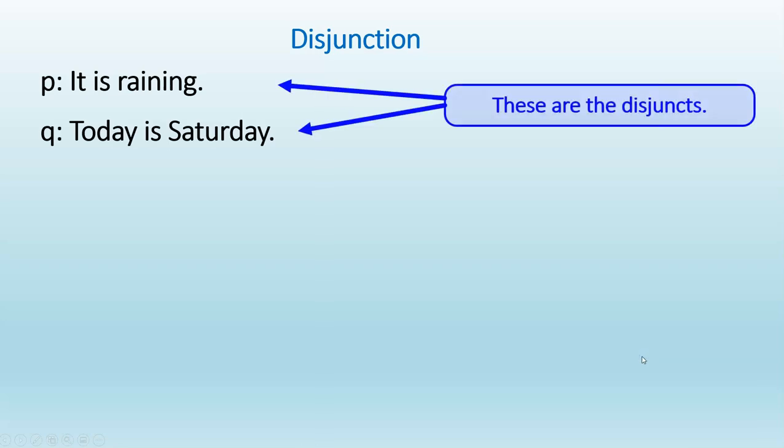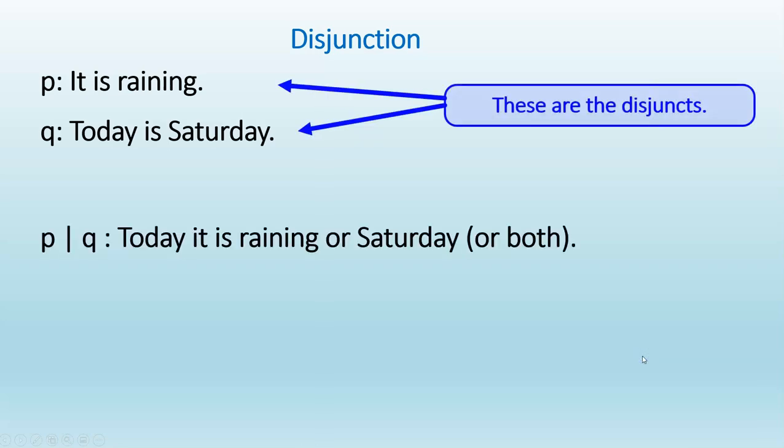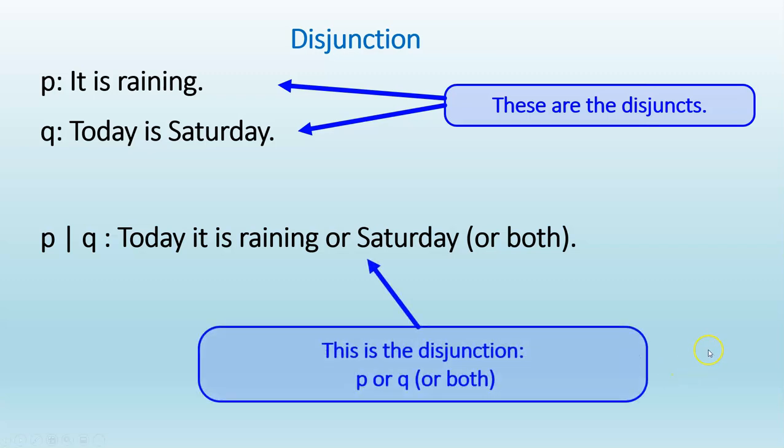Okay. Here's an example. Two disjuncts. Today it is raining, or Saturday, or possibly both. By the way, we'll be using the convention that the or statement is an inclusive or. That means it can be one or the other or both to make it true. This disjunction, P or Q: today is raining, or it is Saturday. And that could be true if it was raining on a Tuesday, or it could be true if it was sunny on a Saturday. It could also be true if it was raining on a Saturday. Okay.